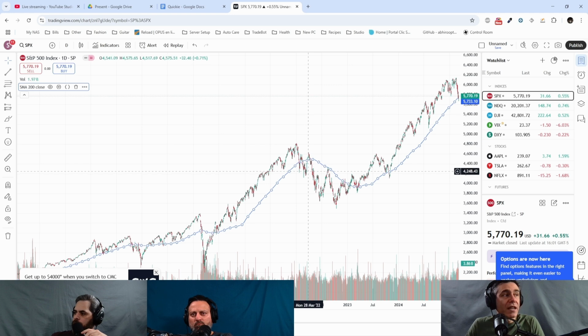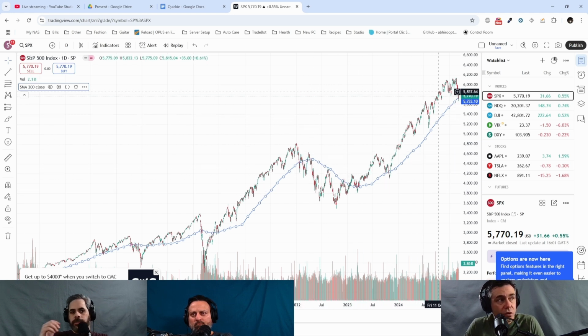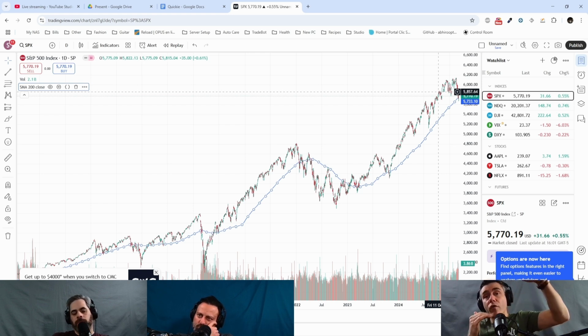It's a good time to be buying. It's like at a point where you're almost touching that 200-day. It's a good time to be buying at this point, because the price keeps on staying over the blue line.